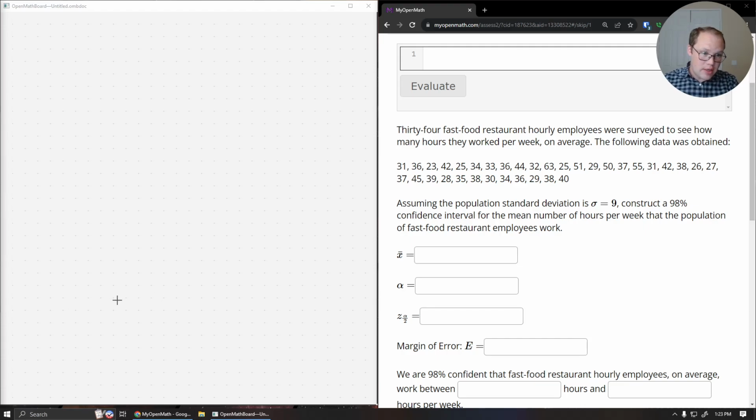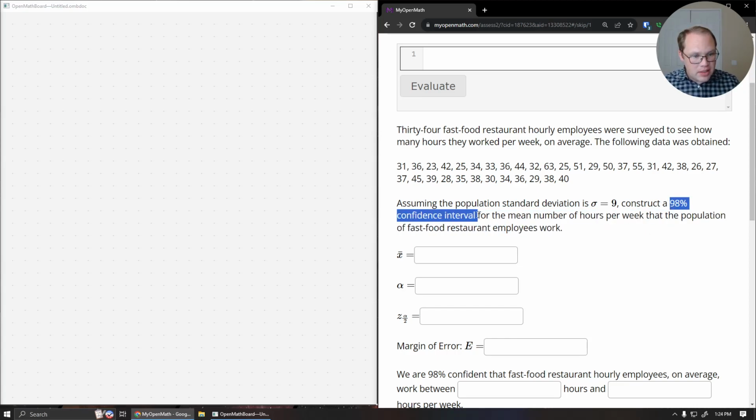34 fast food restaurant hourly employees were surveyed to see how many hours they worked per week on average. The following data was obtained, and we have the data here. Assuming the population standard deviation is sigma equals 9, construct a 98% confidence interval for the mean number of hours per week that the population of fast food restaurant employees work. So for this problem, we want to construct a confidence interval for the population average hours per week that fast food restaurant workers work.